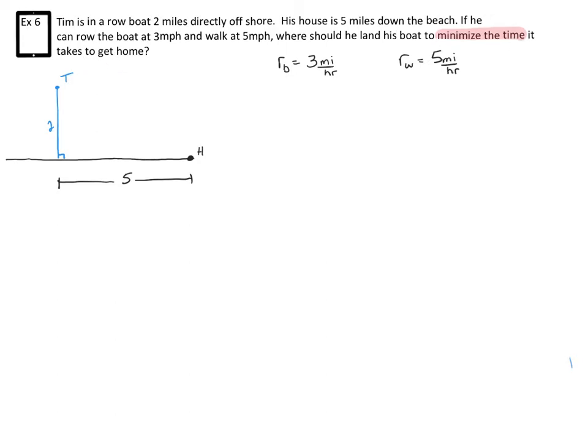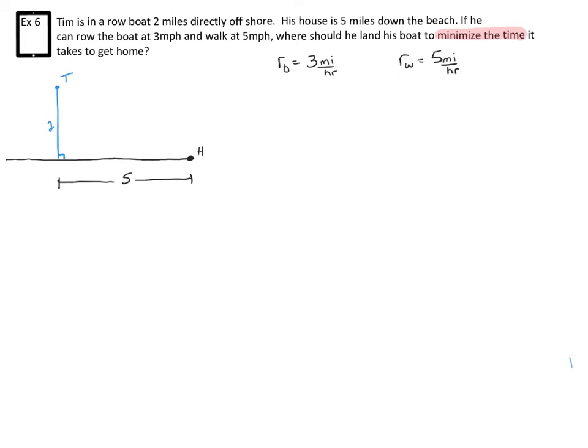Now, he has a choice to make. He can row his boat. The quickest he can get back to the shore is to row directly perpendicular to the shore right back to here, and then walk the remaining 5 miles to the house. Or he could row directly to the house. That's the shortest distance between the 2 points, a straight line. It's the shortest distance, however, he rows his boat at a rate slower than he can walk.